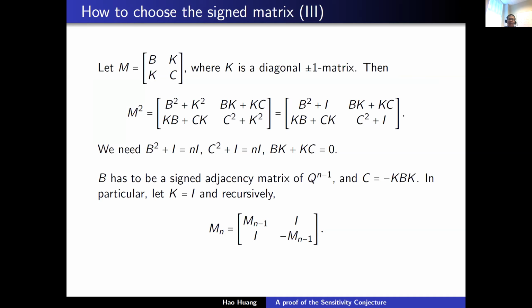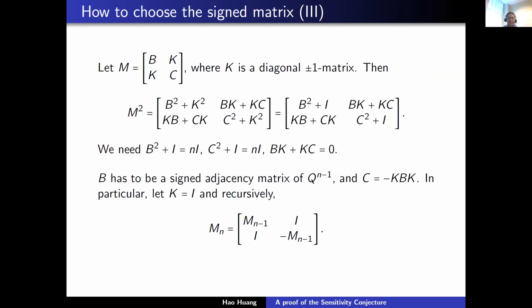And in particular, if you let K equal the identity matrix, so if you put all the positive signs on the vertical edges, then this is exactly the same recursive construction I defined earlier. So you have a copy of the n minus 1 cube, you put all the positive signs on the vertical edges, and then you flip the sign in the bottom cube. Okay, I hope that gives you a satisfying explanation of where this signing comes from.